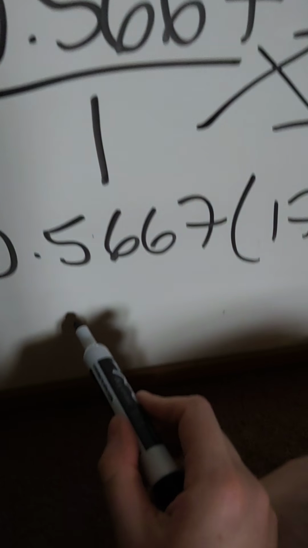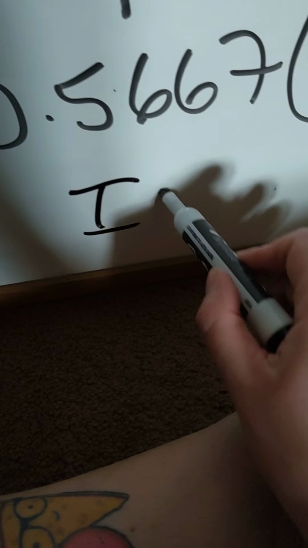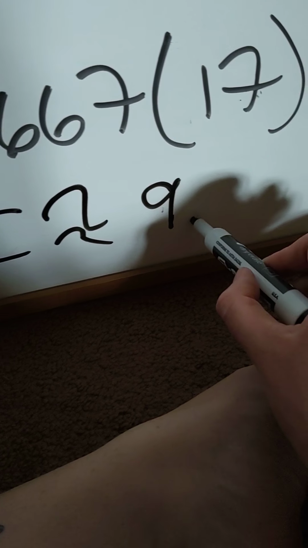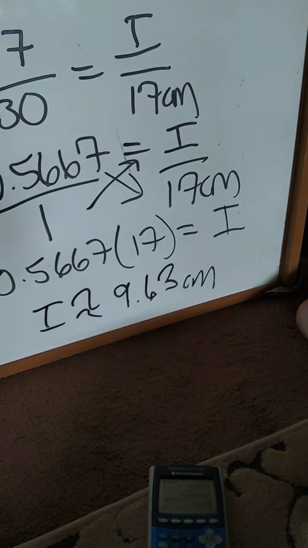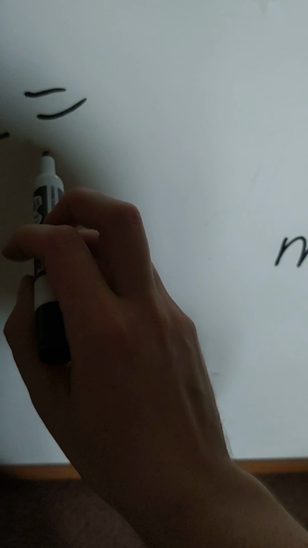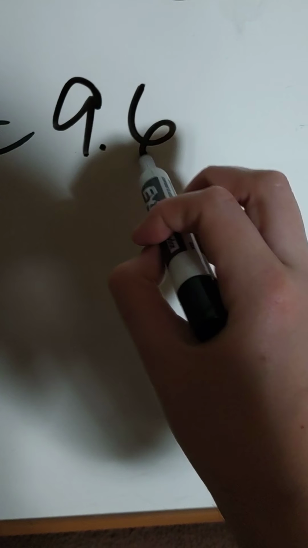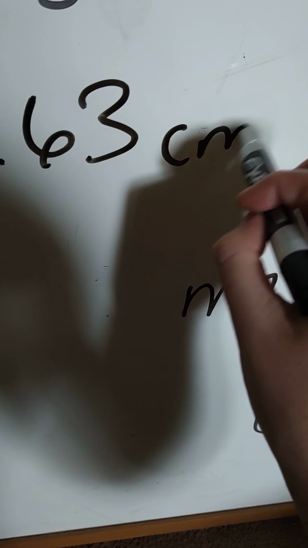So I is going to be about 9.63 centimeters. He might round it to 10. I'm not going to actually get up and go and check. So magnification from what we got is about 5.6, it's 5.667. And that image is about 9.63 centimeters.